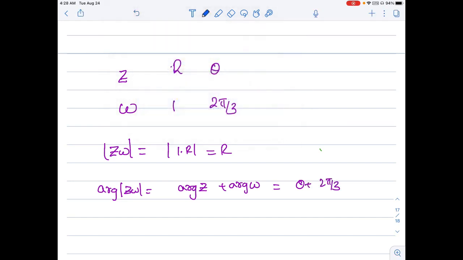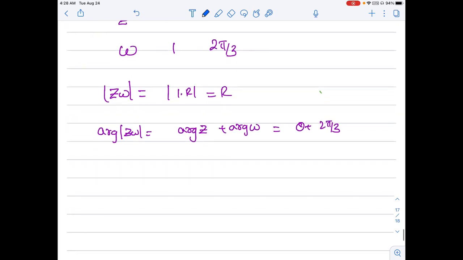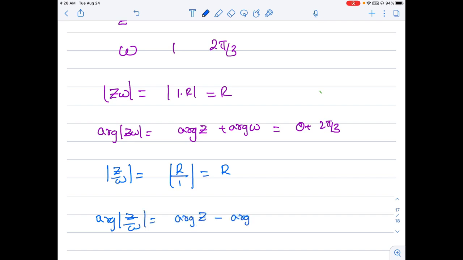Next, what is being asked is z by omega, the modulus of z by omega. z is r and omega is 1, so it is going to be r. And for the argument of z by omega, in division the argument gets subtracted, so the argument of z minus the argument of omega, which is theta minus 2 pi by 3. In multiplication the argument gets added, and in division the argument gets subtracted. That's going to be the answer.